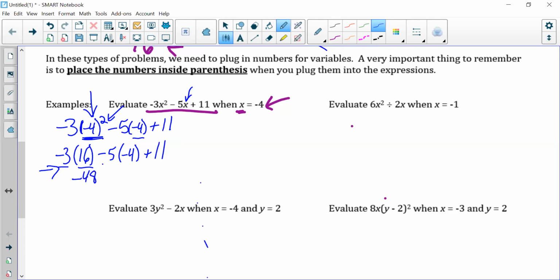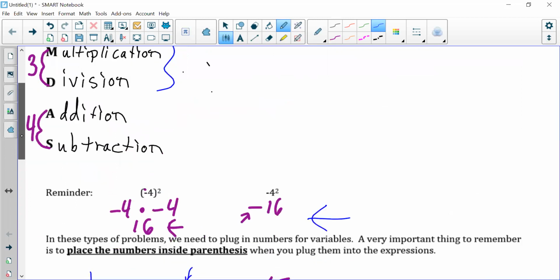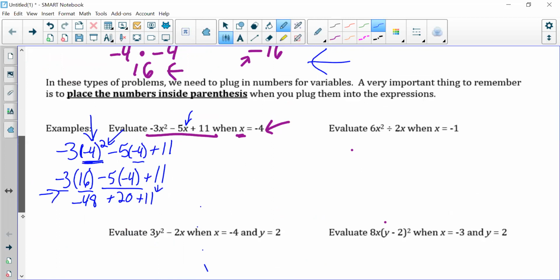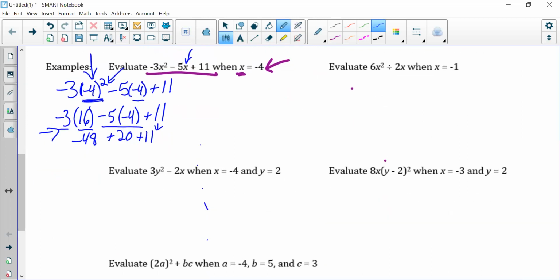Next, I do this piece of multiplication. -5 times -4 is +20. The 11 is not being multiplied by anything, so I just carry him down, +11. All right, next step in my order of operations is addition and subtraction from left to right. So let's do it. Once again, start at the left. -48 plus 20 is -28.